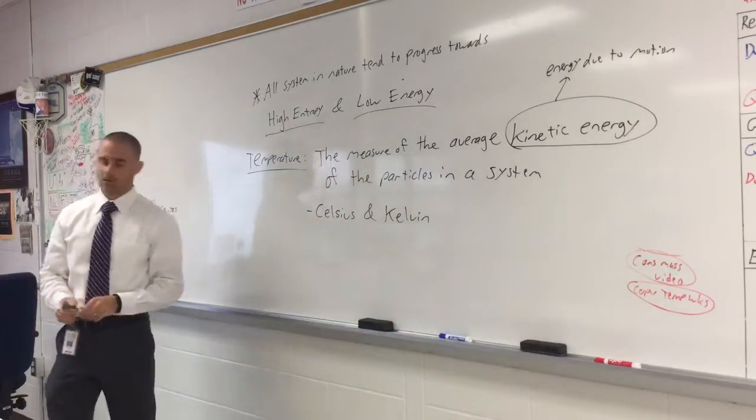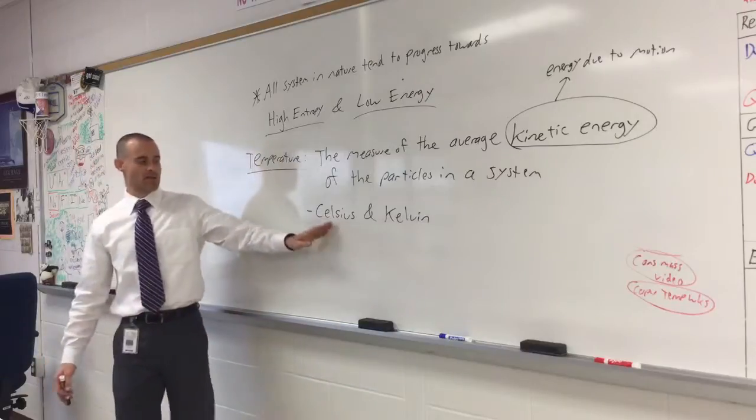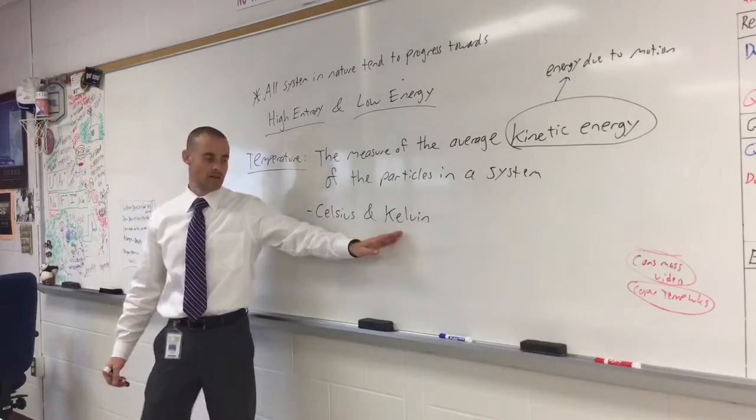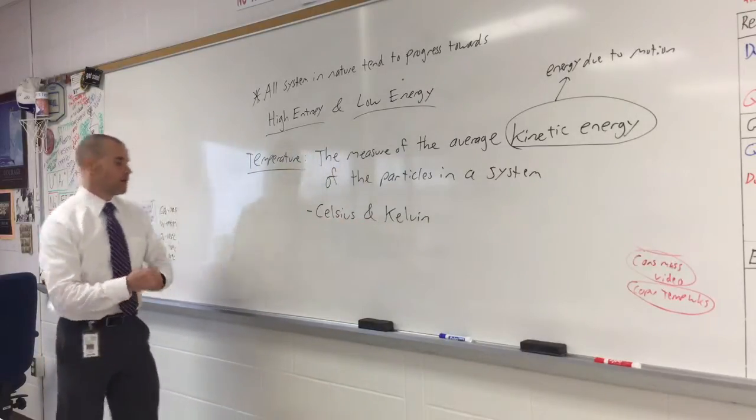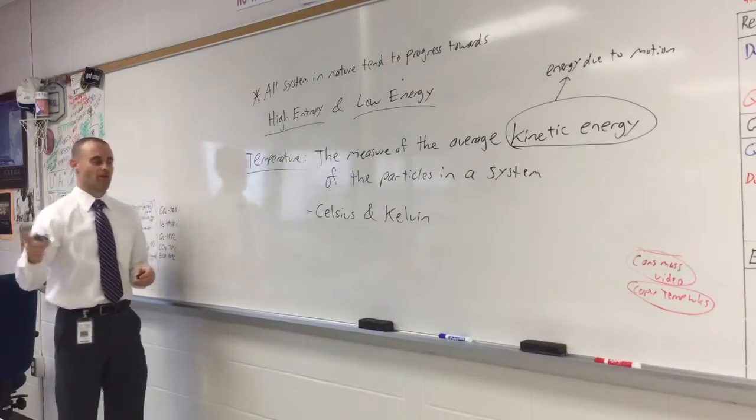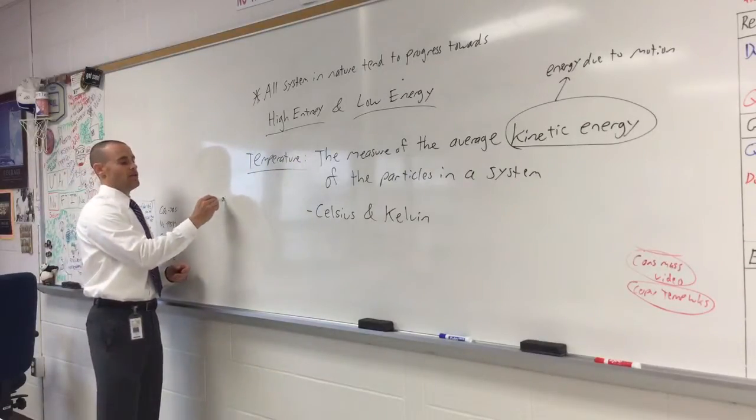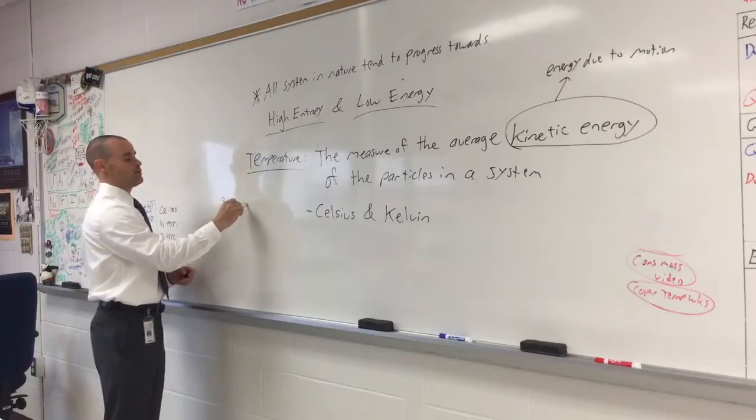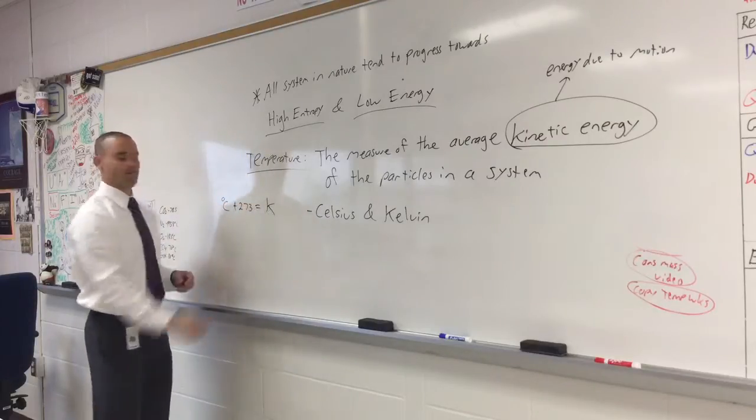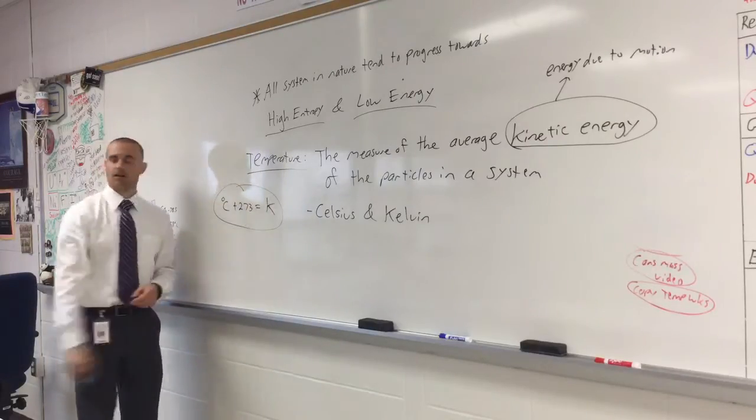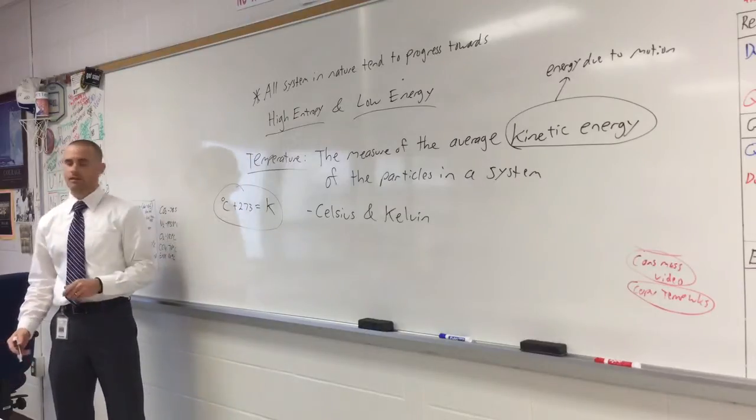Here's what your homework is going to be on. Converting between Celsius and Kelvin. That's a good skill that you need to have. So here's the formula. It's on the back of your reference table. It's degrees Celsius plus 273 equals Kelvin. This is the equation you're going to need to convert between Celsius and Kelvin.